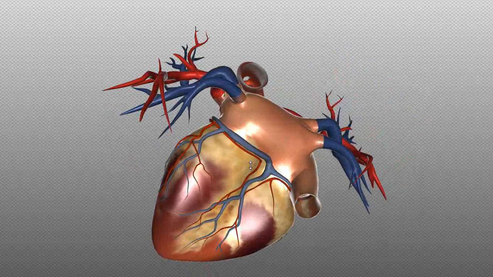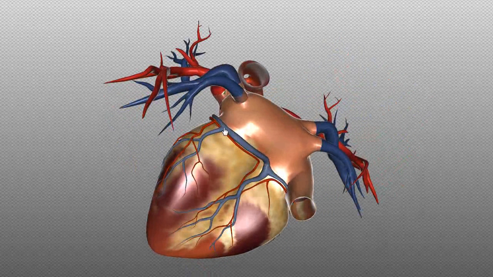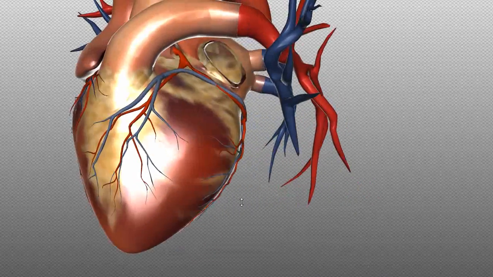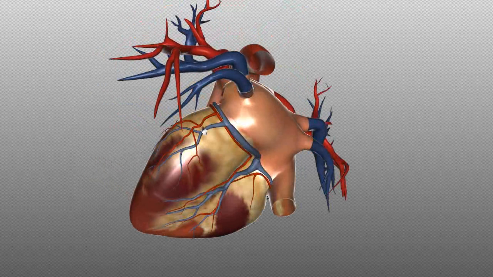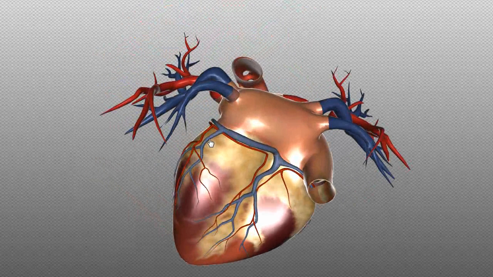This one on the margin of the heart is the posterior cardiac vein, and it meets the great cardiac vein to drain into the coronary sinus. So just rotating it around, you can see it lies on the left margin of the heart, and it drains into the coronary sinus. So this is the posterior cardiac vein.